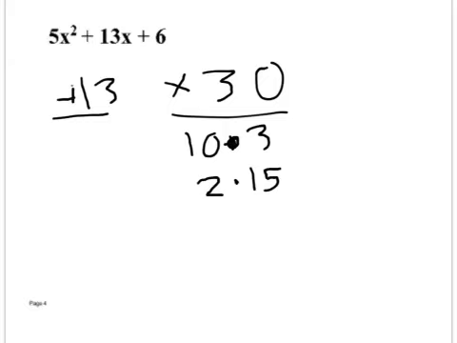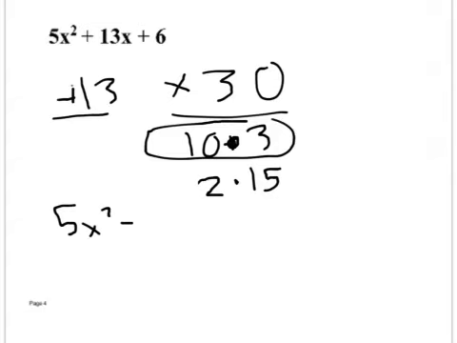No, because if 2 was negative, wouldn't 6 be negative? Yes, it would. That is not possible because 6 is positive. So we have to go with 10 and 3. So we write it as 5x squared plus 10x plus 3x plus 6.